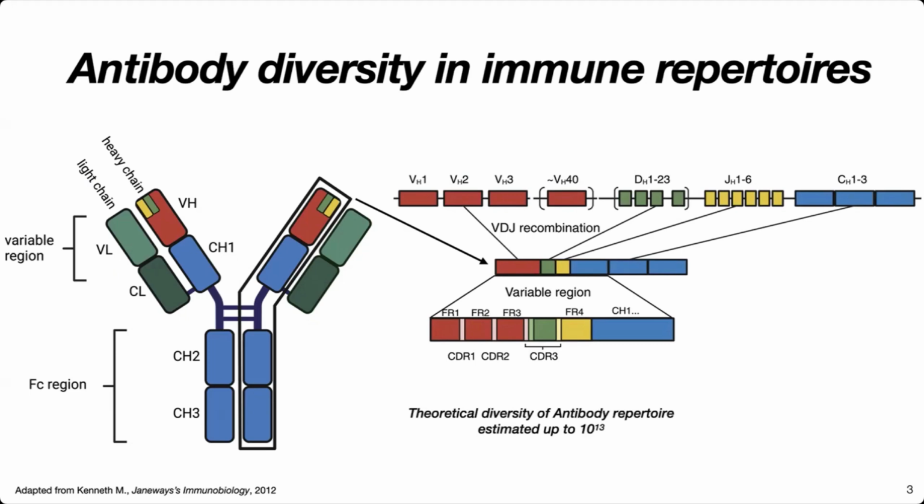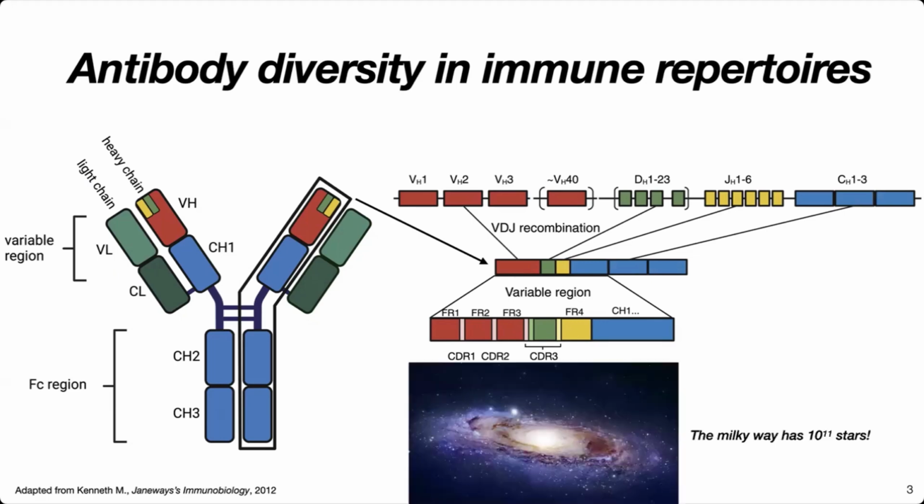The theoretical diversity of an antibody repertoire that can be created with these diversification mechanisms is estimated up to 10 to the power of 13, which I want to emphasize because it's really, really huge. Imagine that the Milky Way has 10 to the power of 11 stars.